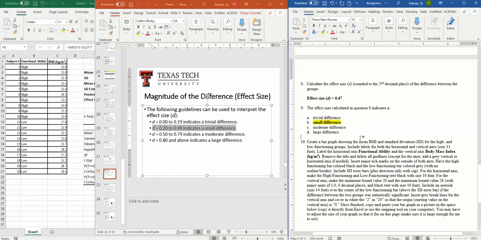Again, your effect size may be different, and therefore your interpretation of what it indicates may be different as well. It could be a small difference for your data, but it could be one of these other choices. So again, just keep that in mind. How do we solve that? We just look back at our effect size, and based upon our effect size, that's going to dictate what type of difference, the magnitude of the difference, how big it is. Depending upon our answer here, that's going to dictate our answer for question 9.